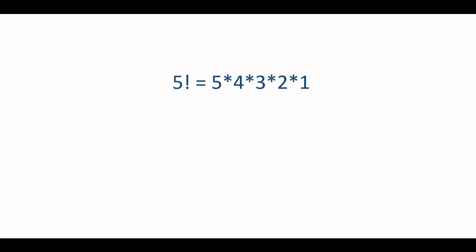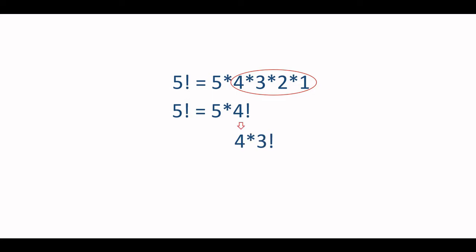Now the best example we can use for this is the factorial of any number. We'll see how we get the factorial of 5 using a recursive function. Factorial of 5 is nothing but the multiplication of 5, 4, 3, 2, 1. We can also say that the factorial of 5 is 5 multiplied by factorial of 4.